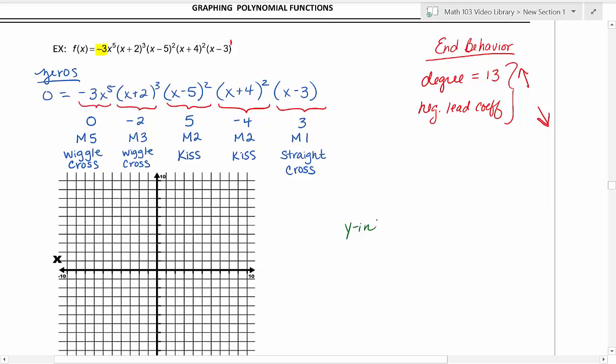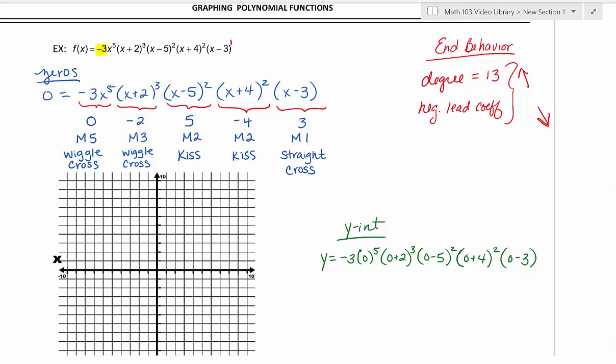We also need to find the y-intercept before we can start graphing. To find the y-intercept, we let x be equal to 0 and solve for y. Notice that out in front we have multiplication by 0. Well, what happens when we multiply anything by 0? It turns into 0. So this whole thing gets wiped out because of that multiplication by 0 in front. We get y equals 0, making our y-intercept (0, 0).